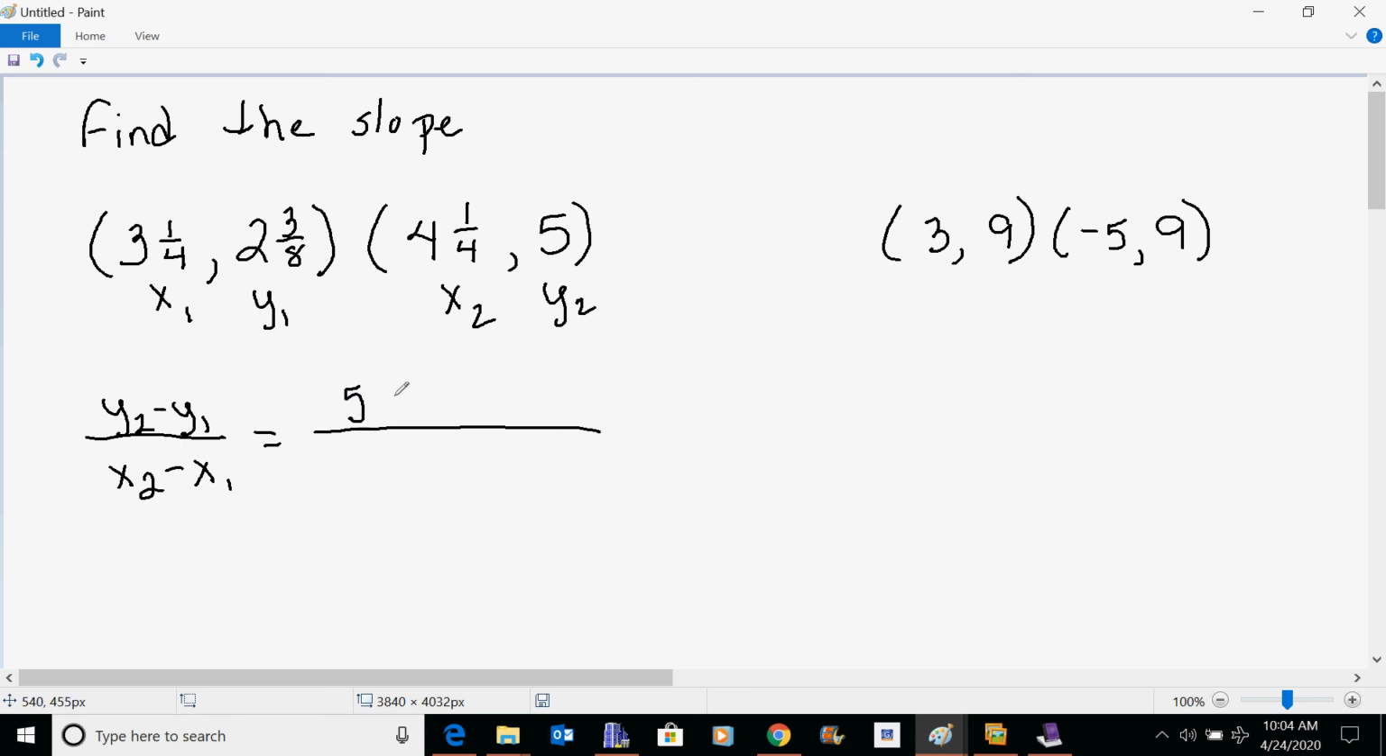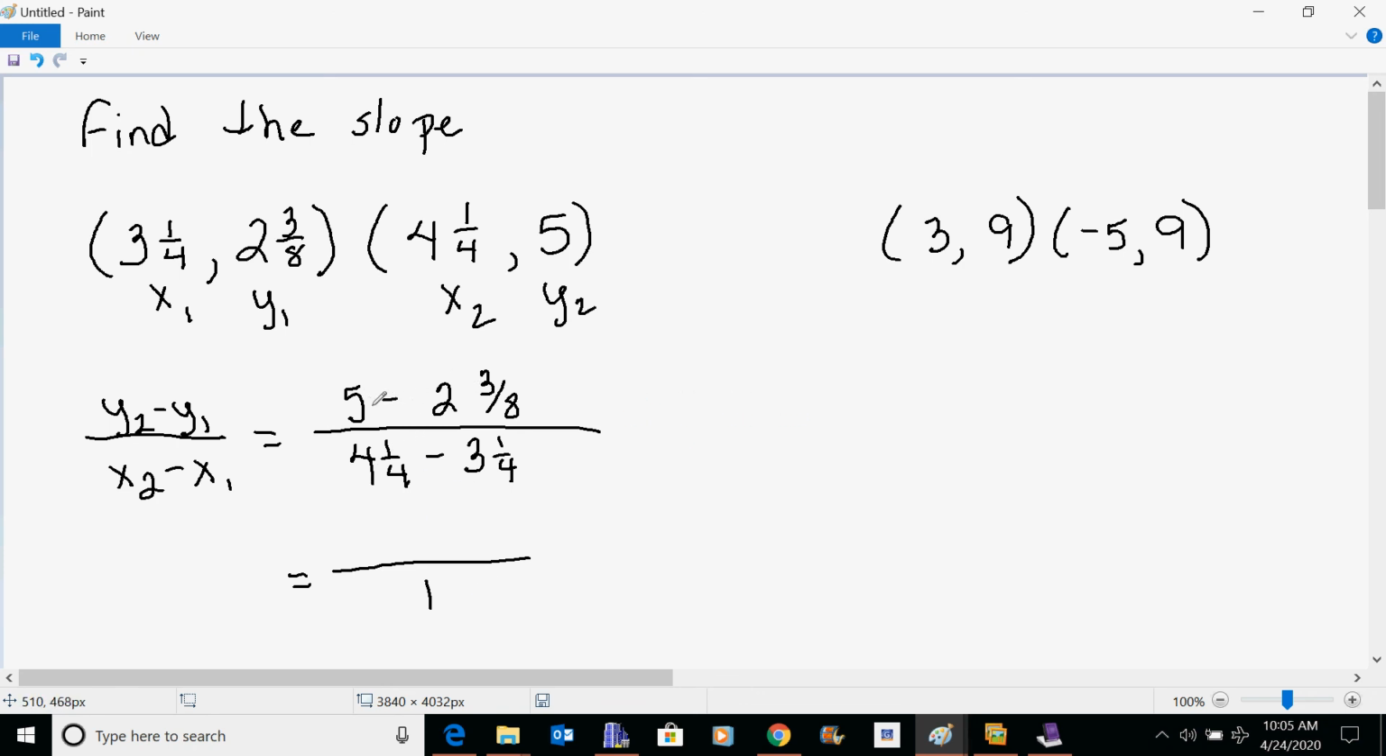I'm going to take 5 minus 2 3/8, and I'm going to take 4 1/4 minus 3 1/4. Okay, so here's the thing. Let's focus on the denominator a little bit first, because here in the denominator, this isn't as hard as it looks, because it's 4 1/4 minus 3 1/4. There's just one difference there. So don't make it harder than it needs to be.